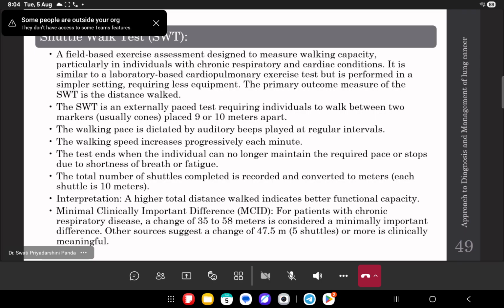The interpretation is that a higher total distance walked indicates better functional capacity. For the minimal clinically important difference in patients with chronic respiratory disease, a change of 35 to 58 meters is considered significant. Other sources suggest a change of 47.5 meters.